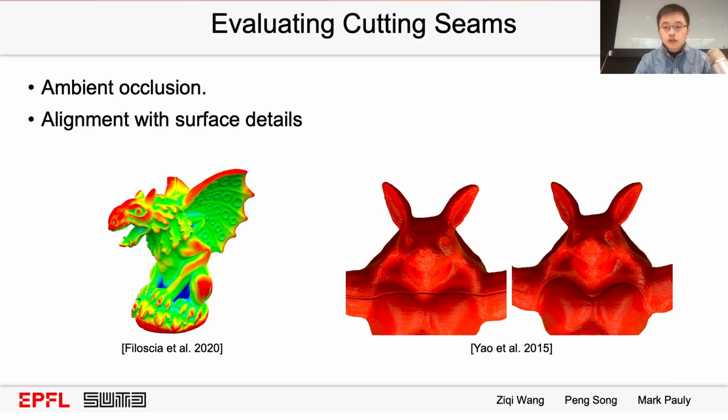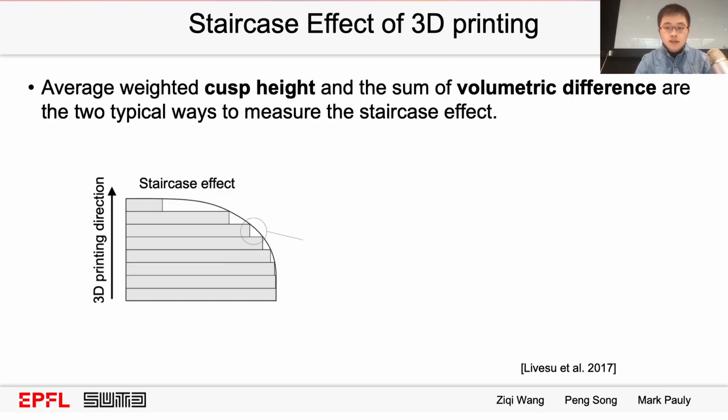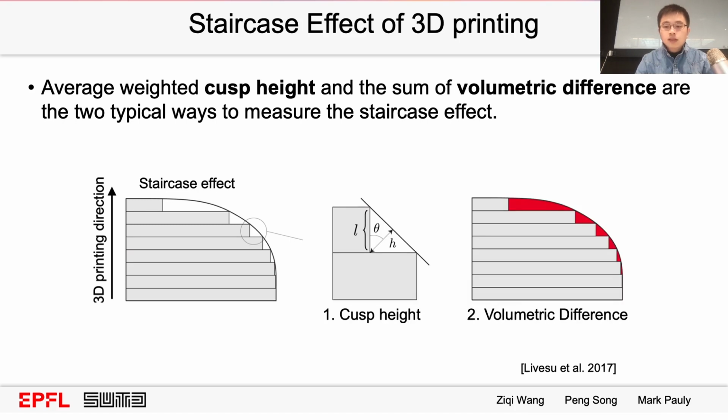Another approach is to make cutting seams aligned with surface details by using non-planar cuts. See right. The second appearance problem is the staircase effect, which can be seen from the left Armadillo model. The reason for the staircase effect is that the input shape is smooth, but the printer can only print staircase-like shape. See left figure. Therefore, 2 typical ways are designed to measure this effect. One is the cusp height, see H in the second figure. Another is the volume difference, see the right area in the third figure.